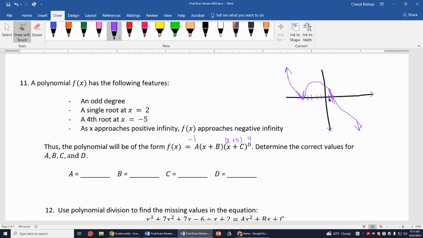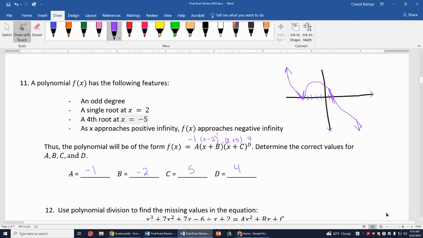And then this one over here goes through at 2, so this is really going to be an x minus 2, raised to the first power because it's a single root, which you don't have to write. So A, we're going to go with negative 1. B, we're going to go with negative 2. C, we're going to go with a positive 5. And D, we have a positive 4.